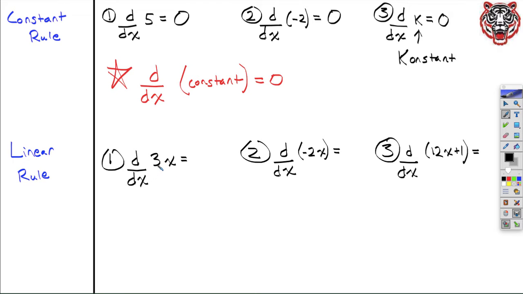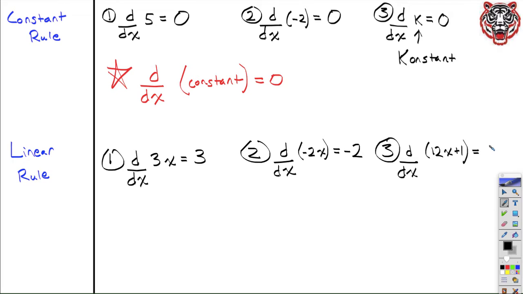The derivative with respect to x of 3x is 3. The derivative with respect to x of negative 2x is negative 2. The derivative with respect to x of 12x plus 1 is 12. Do we see the pattern? The coefficient. Yeah, you're just taking the coefficient.